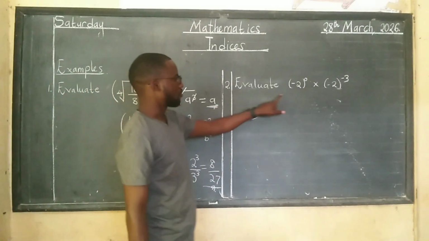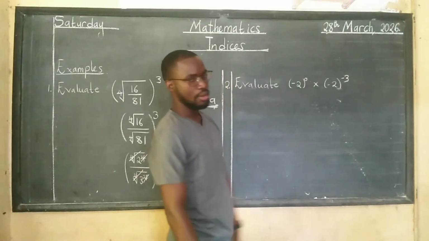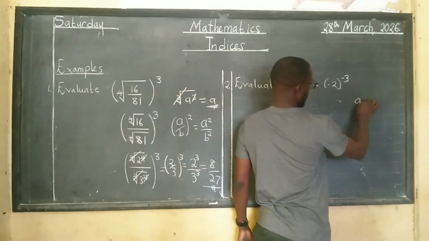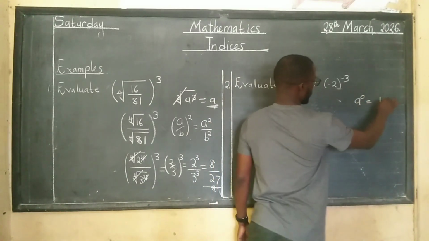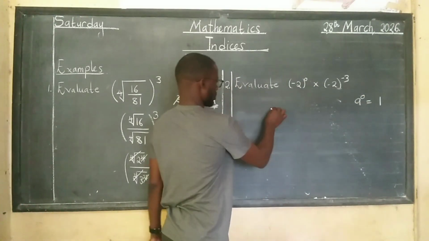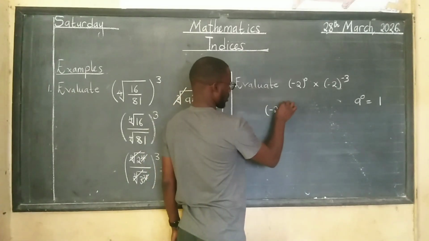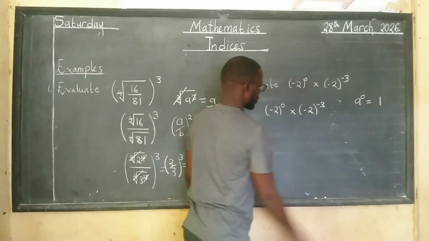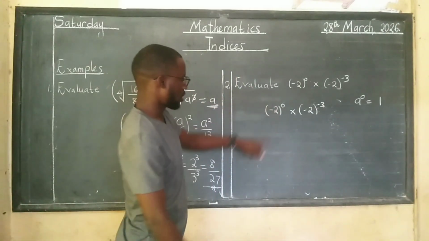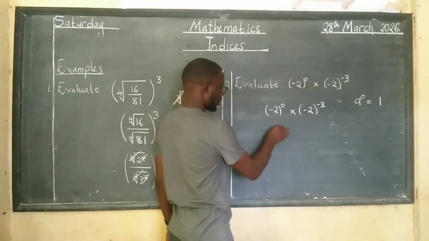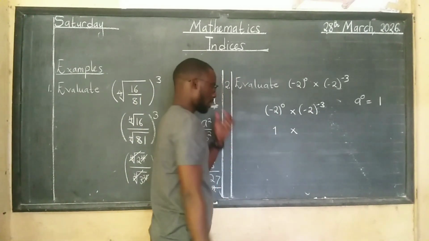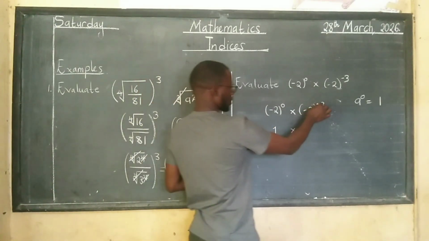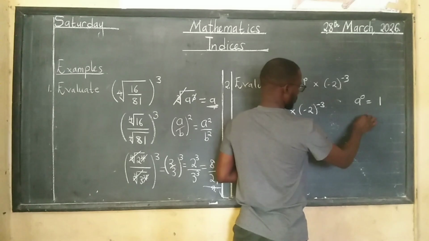Then number 2, evaluate this. So the first part, we are going to use this law, which states that any number to the power 0 is 1. So if I get this and write it here, times the minus 2 to the power minus 3. This number to the power 0 will be 1 multiplied by this part. I have minus 2 to the power minus 3. So to get rid of this part, I can use this law.